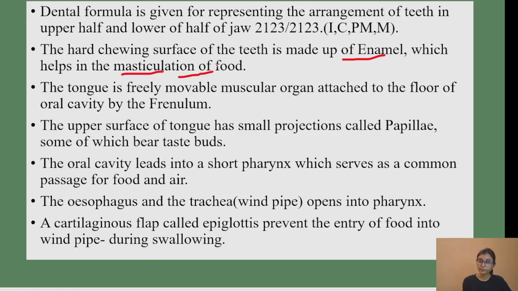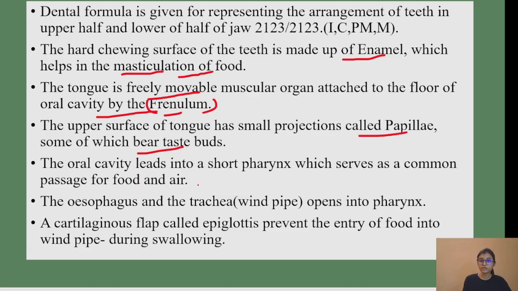The tongue is also present in the oral cavity, that is a freely movable muscular organ, and it is attached to the floor of the oral cavity by the frenulum. So if you see this term frenulum, this is also important. You can learn about it. The upper surface of the tongue has small projections called papillae. Now, what is the role of these papillae here? They bear the taste buds. Basically, the projections on the upper surface of the tongue have the taste buds.